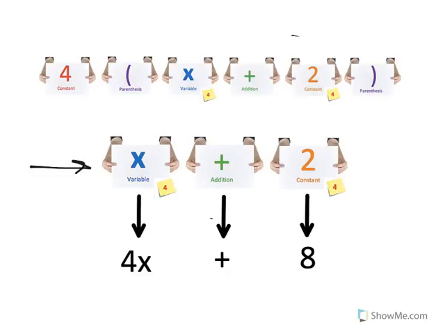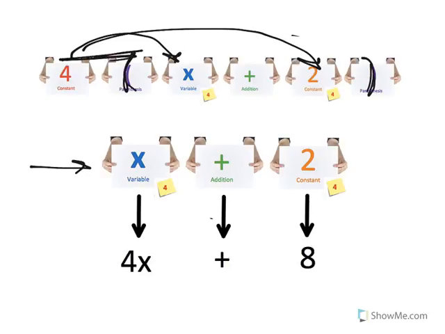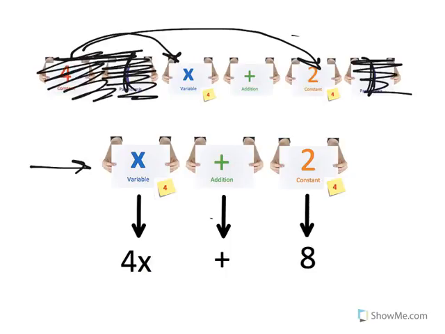You see, when Haiti distributed her 4 to each piece within the parentheses, the parentheses went away, and the 4 went away. And we were left with this expression here. Since the operation of parentheses is multiplication, we multiply 4 times x, and we multiply 4 times 2, leaving us with 4x plus 8.